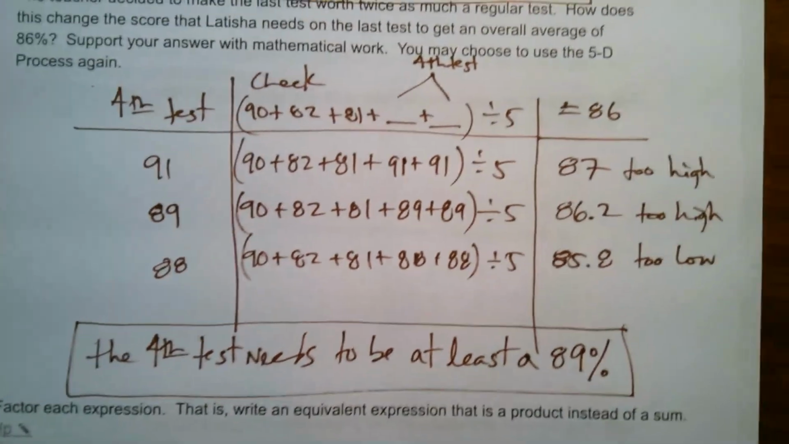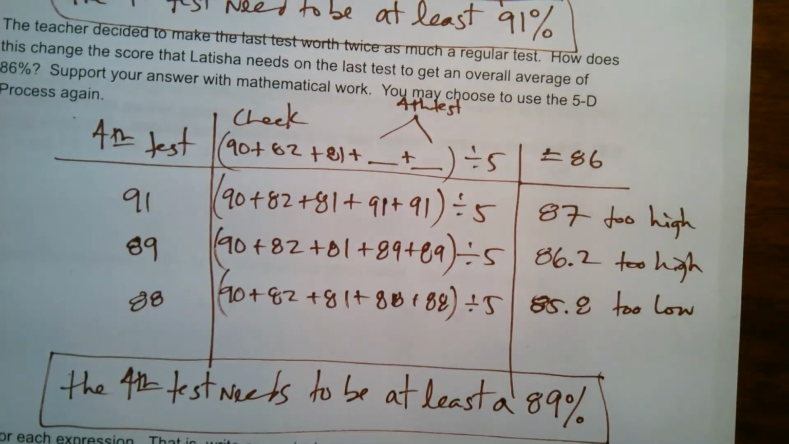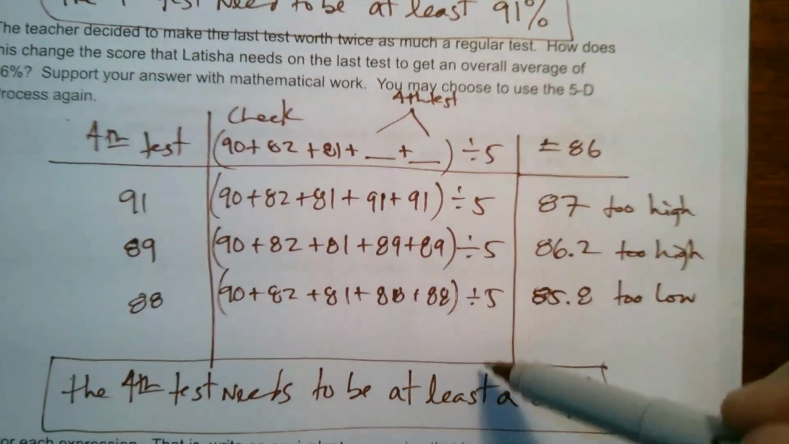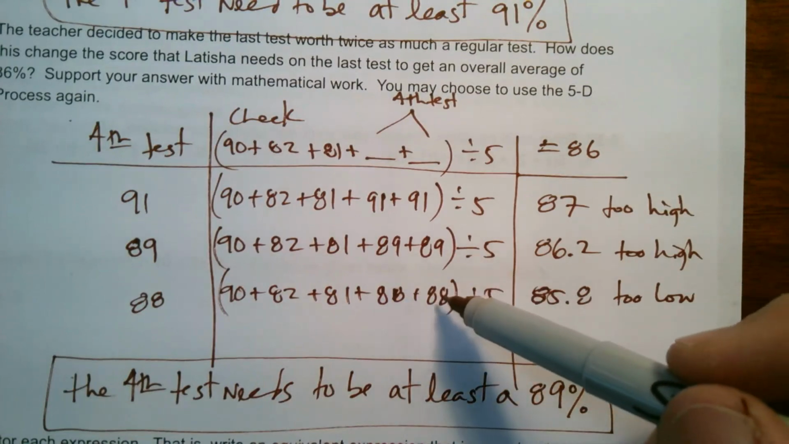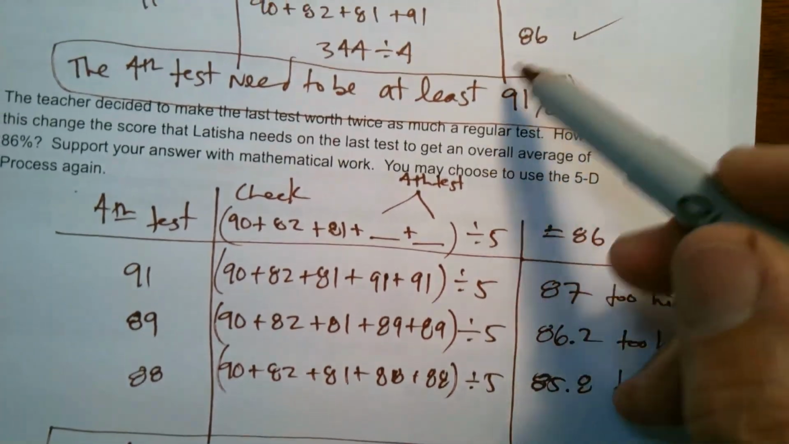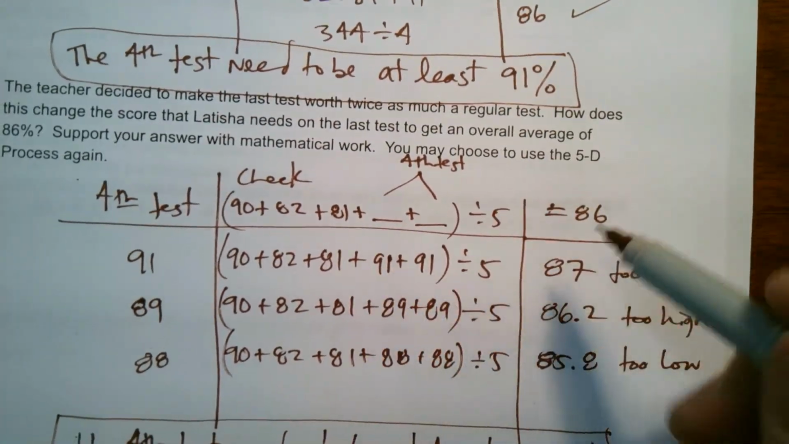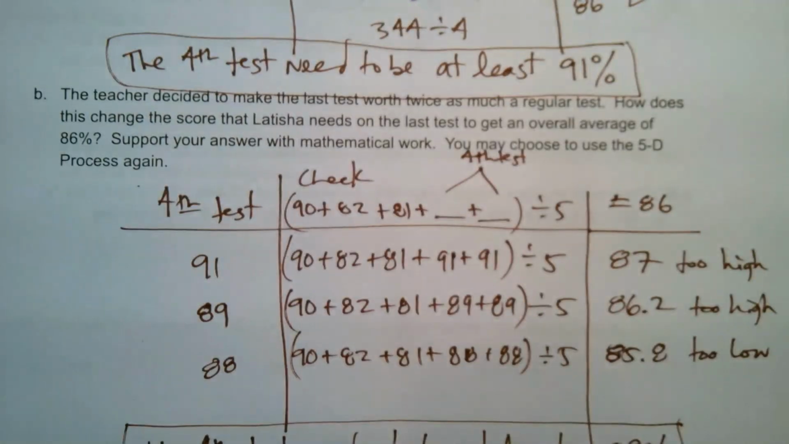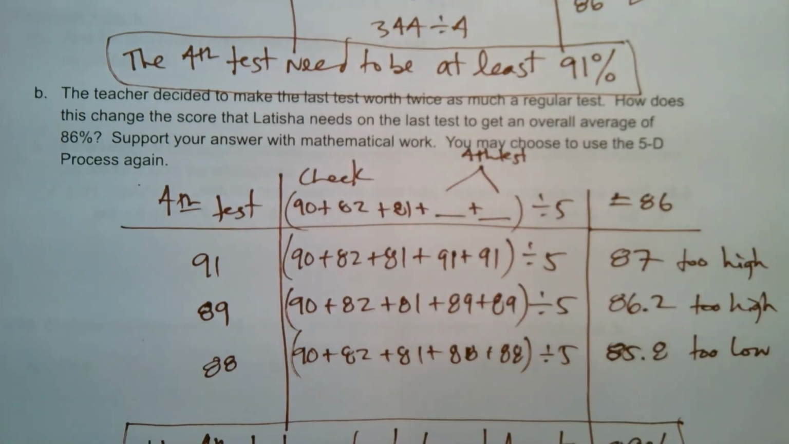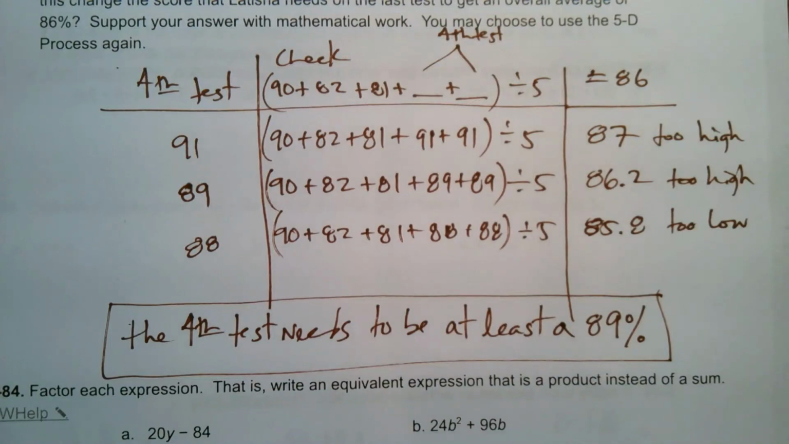All right. So that's how that changed a bit. So because the fourth test was worth double, she didn't have to get as high of a score because it counted more. It pulled her average up. All right, there we go.